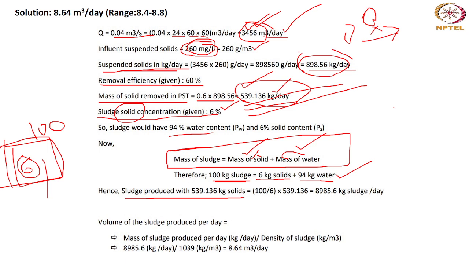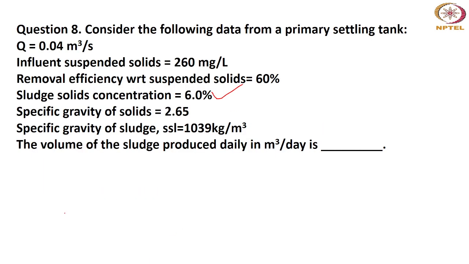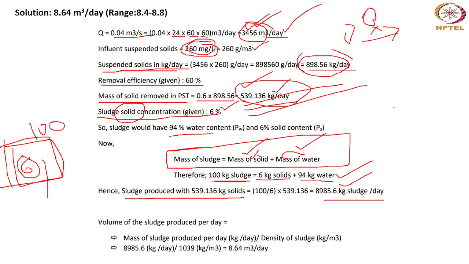For 539.136 kg of solids, I'm getting 100 by 6 into 539, and it's around 8,985.6 kg sludge per day, right? Now the volume of the sludge produced per day we have to calculate. Here it was given what is the specific gravity of the sludge, that is 1,039 kg per meter cube. So you know the specific gravity was given.